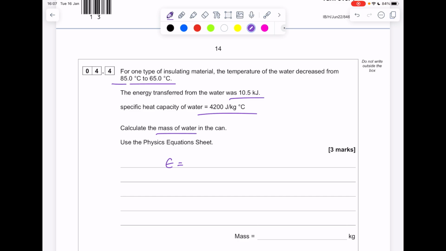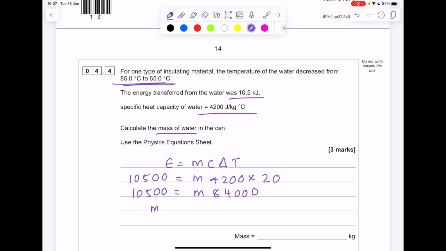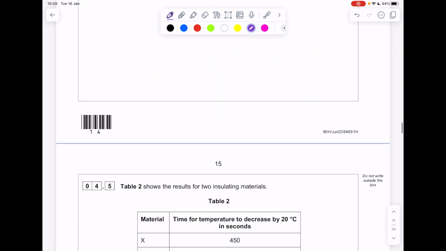So we use E equals mc delta T. The energy transferred, we've been told, is 10.5 kJ. Get that into joules by timesing by 1,000. We're after mass. The specific heat capacity is 4,200. The temperature difference is the difference between these two numbers, 20 degrees. Sort out your right-hand side, please. So do 4,200 times 20, and then divide both sides by 84,000 to find m. 0.125 kg is your final answer.